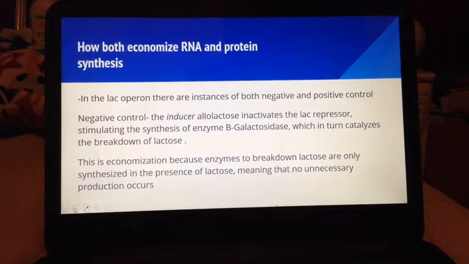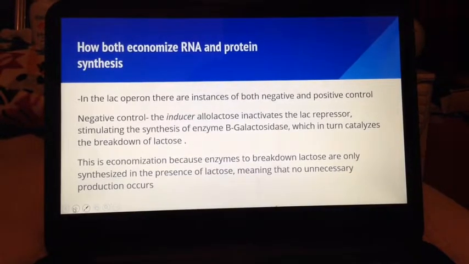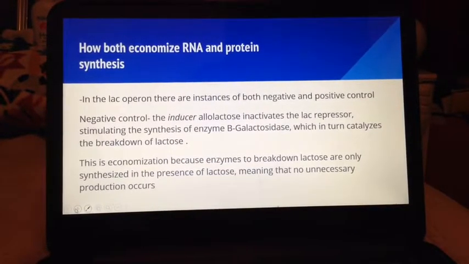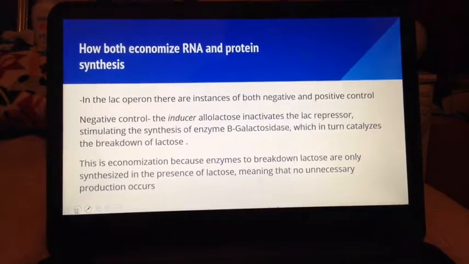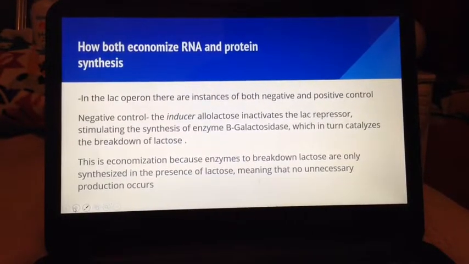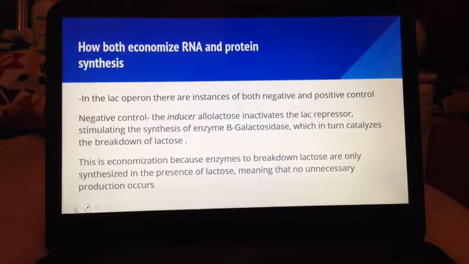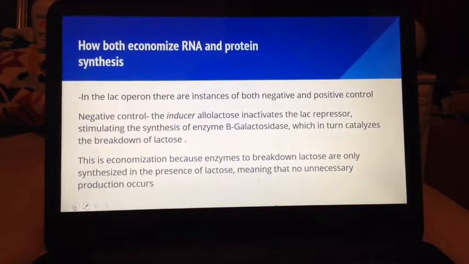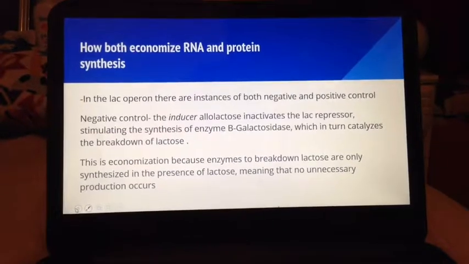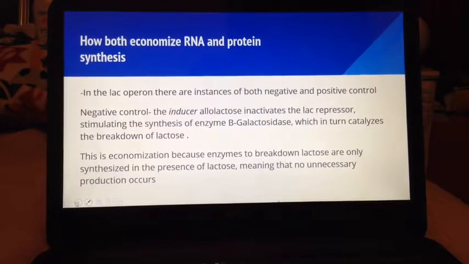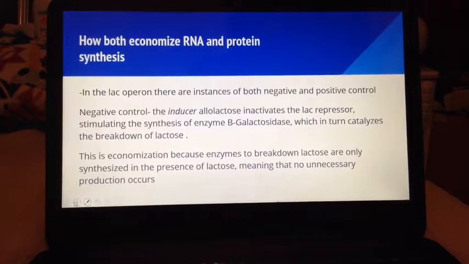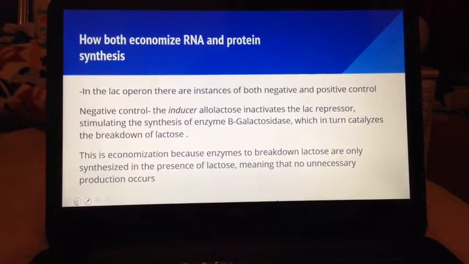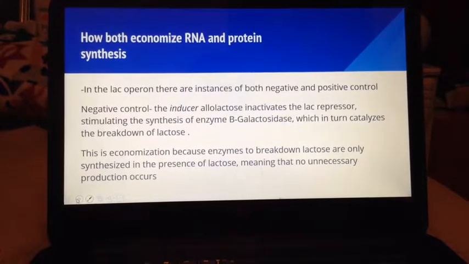The inducer, allolactose, inactivates the lac repressor, which then stimulates the synthesis of the enzyme beta-galactosidase. This, in turn, catalyzes the breakdown of lactose. This is economization, because enzymes to break down lactose are only synthesized in the presence of lactose. This means unnecessary production of the enzyme doesn't occur. The cell doesn't waste energy or time producing things that it doesn't need, in this case, an enzyme to break down lactose.